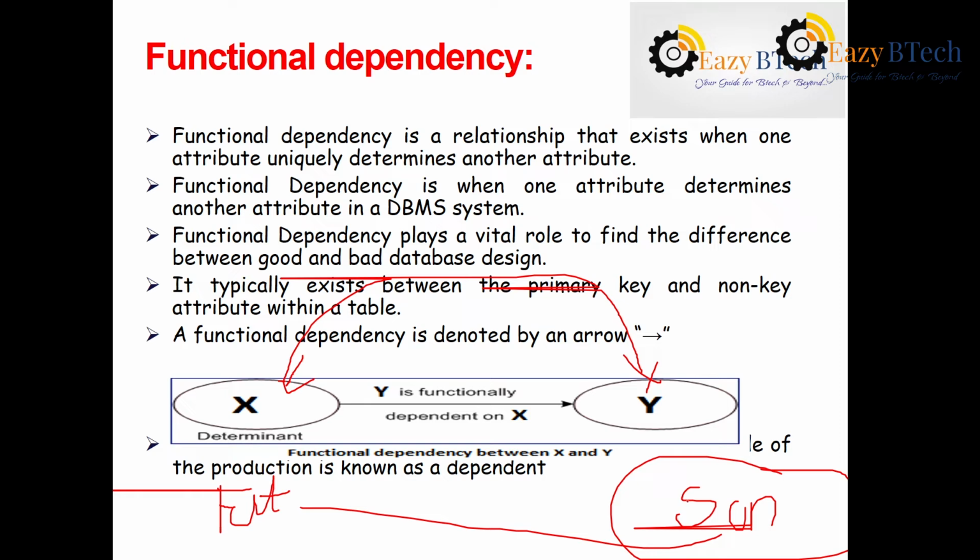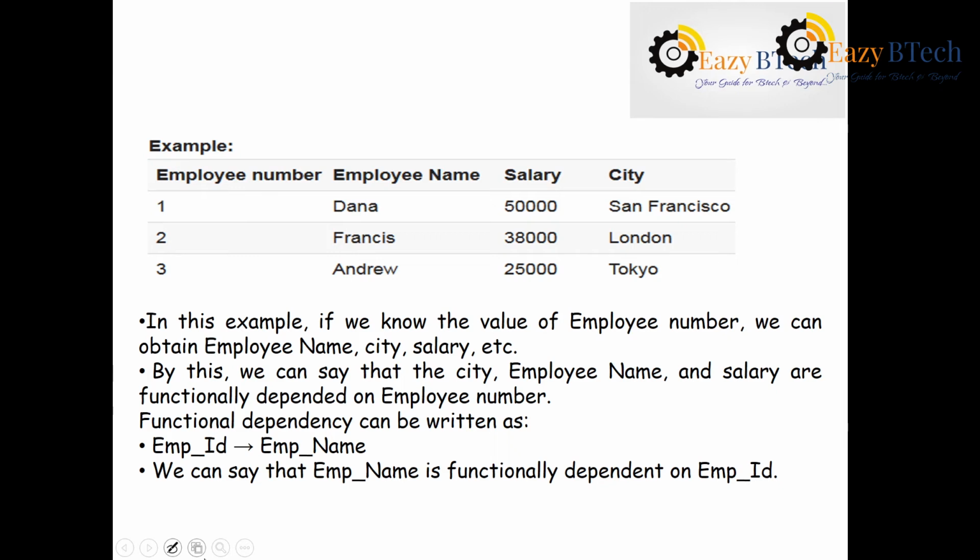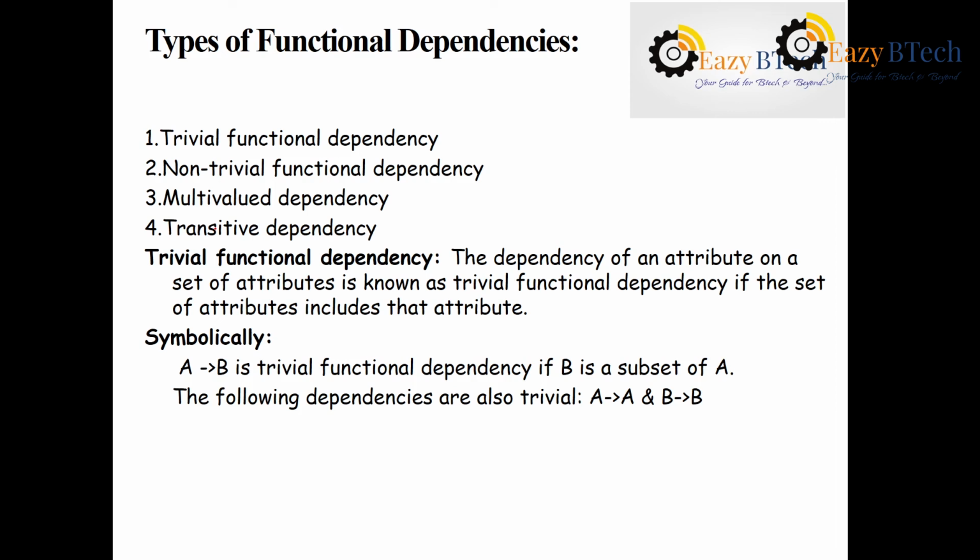Son, meaning son or daughter, is dependent upon parents. Functional dependency is when an attribute determines another attribute. Basically, what is functional dependency? Suppose in this particular table, we can retrieve the values using employee ID only. I want to know about Francis's salary: select star from employee where employee number is 2. Like that.